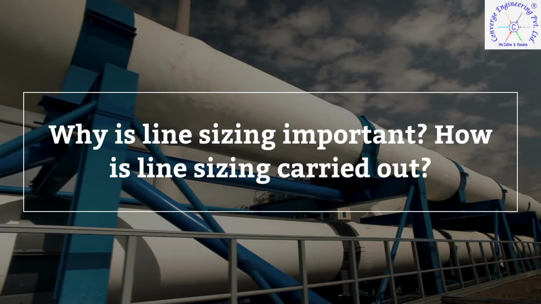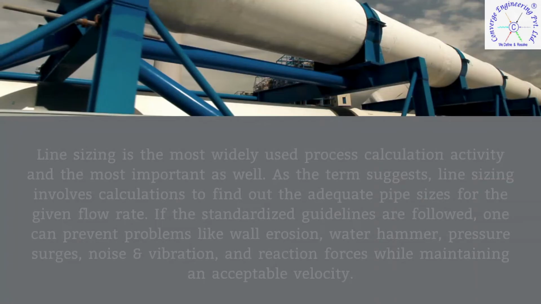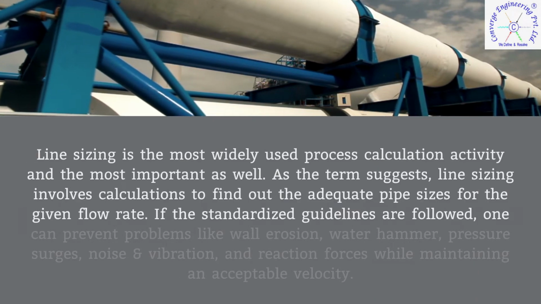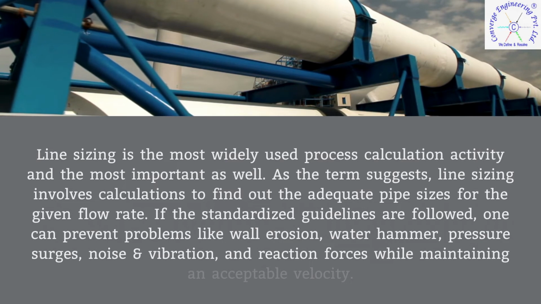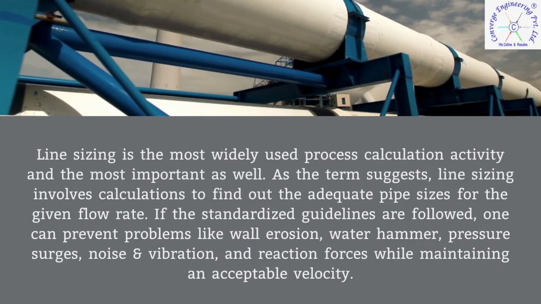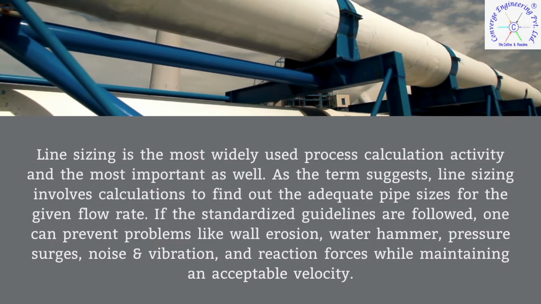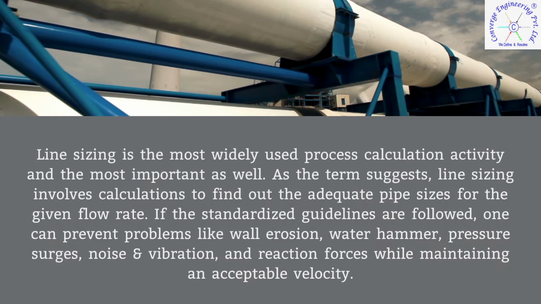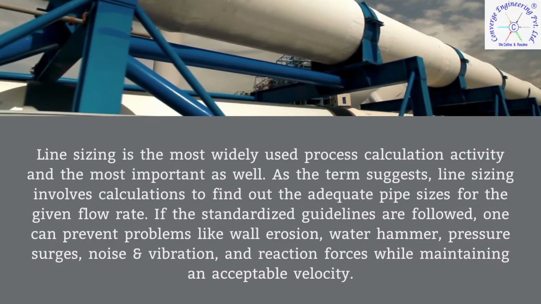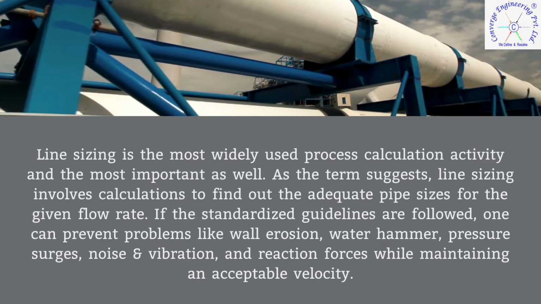Why is line sizing important? How is line sizing carried out? Line sizing is the most widely used process calculation activity and the most important as well. As the term suggests, line sizing involves calculations to find out the adequate pipe sizes for the given flow rate. If the standardized guidelines are followed, one can prevent problems like wall erosion, water hammer, pressure surges, noise and vibration, and reaction forces while maintaining an acceptable velocity.